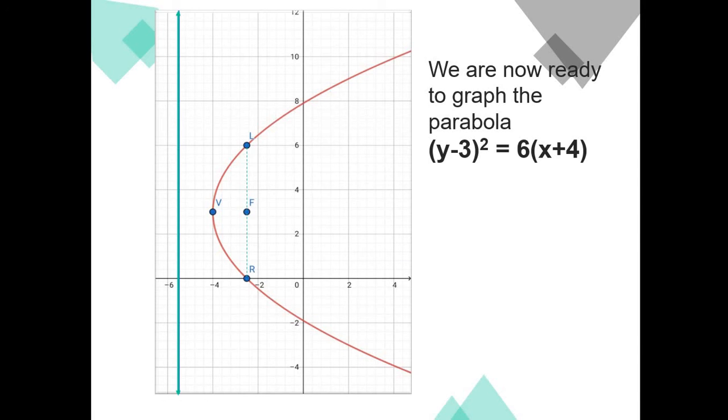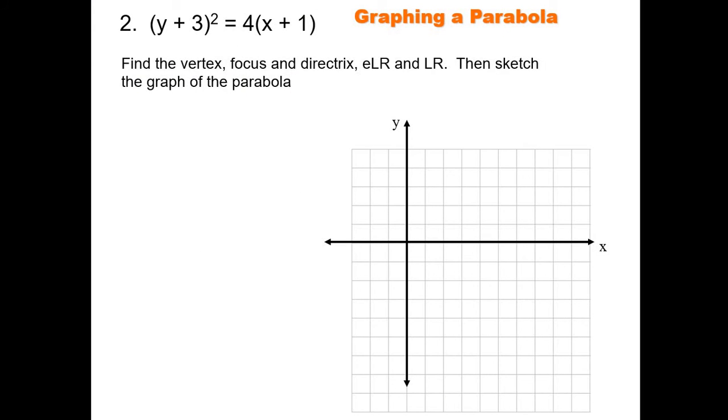Okay? Let's proceed to number 2. Let us graph the parabola y plus 3 quantity squared equals 4 times quantity x plus 1. To graph, we should first find the vertex, the focus, the directrix, the endpoints of the latus rectum, and the length of the latus rectum. Then sketch the graph of the parabola. Let's start. What do you think is the vertex? Anybody from the class?